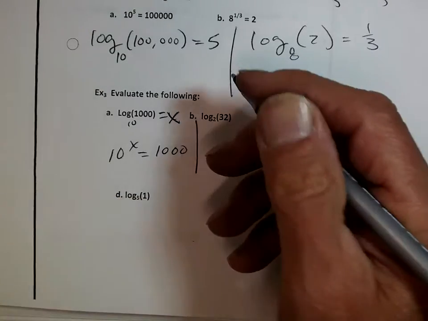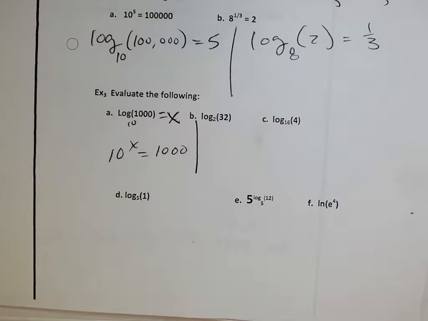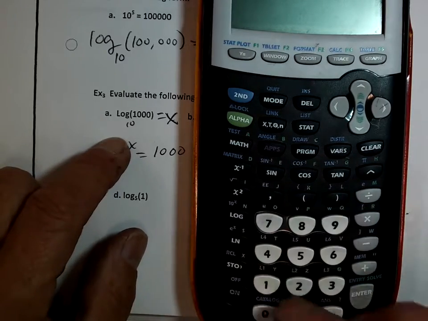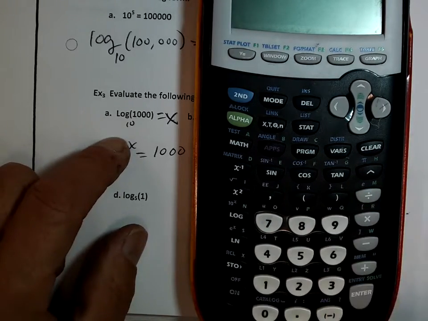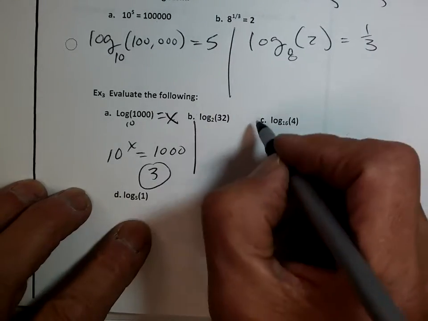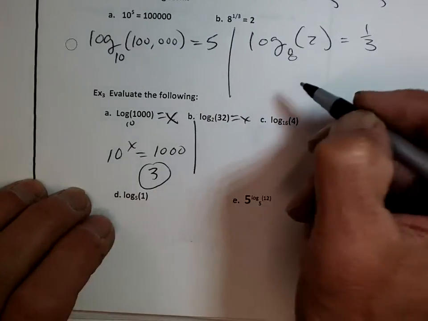What is it? 3. Easy, right? You could have said, I refuse to use my brain because I can use my calculator. You can use your calculator on this one. You could go log of 1,000, but we already know the answer is 3. Cool. Now the second one, you can't use a calculator, but we can use our brain, okay?